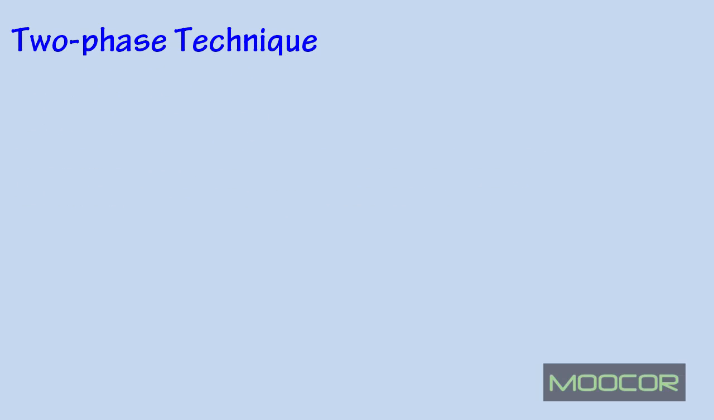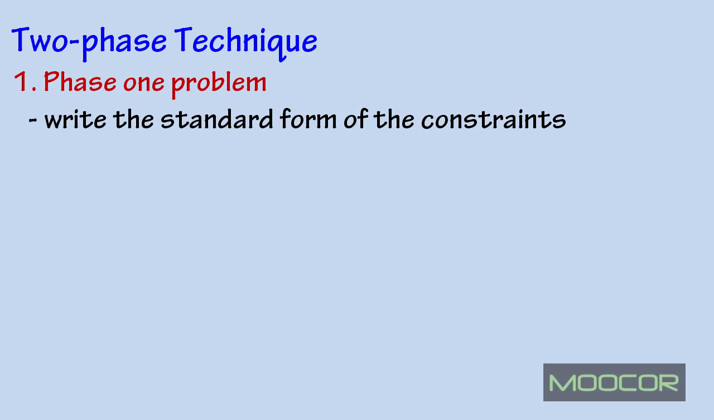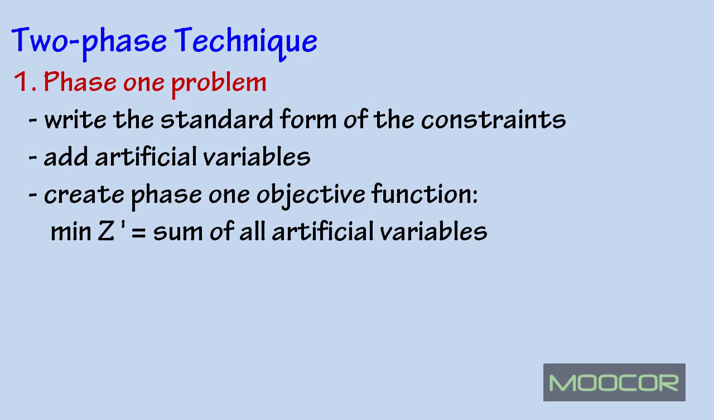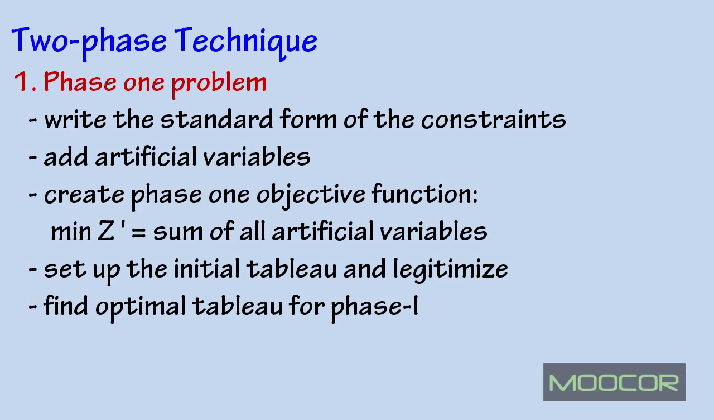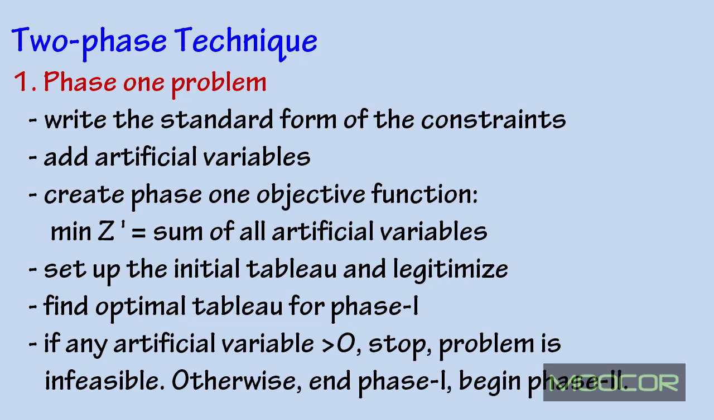In phase 1, we are going to set up the standard form of the constraints, add artificial variables, create the phase 1 objective function, which is a minimization of the sum of all artificial variables used, and then we will set up the initial tableau and legitimize that, and then we will find the optimal tableau for phase 1. If any artificial variable remains in the optimal solution and it is greater than 0, then we will stop because the problem is infeasible. Otherwise, we will use the phase 1 tableau and go to phase 2.